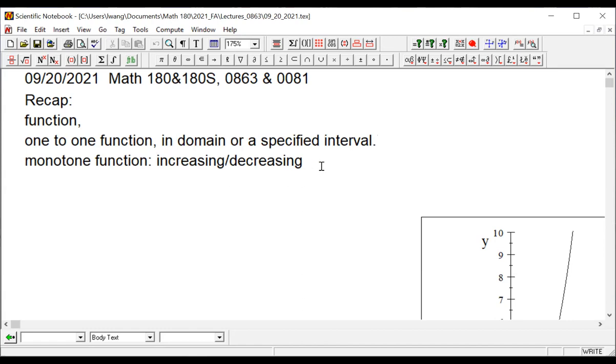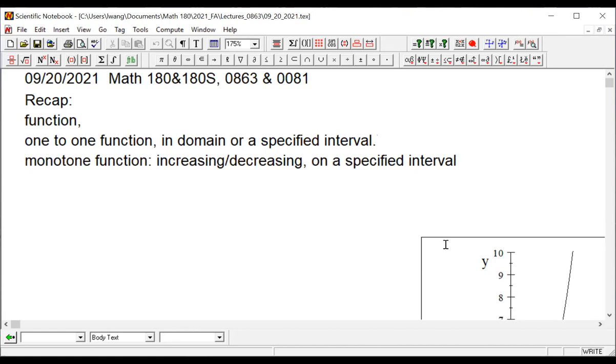Increasing function or decreasing function is on a specified interval. Or it could also be in the domain. So when we mention these properties, in a lot of situations, we need to specifically mention the interval. The said function is increasing or decreasing. We also need to mention the interval where the function has the specific characteristics. That's important.